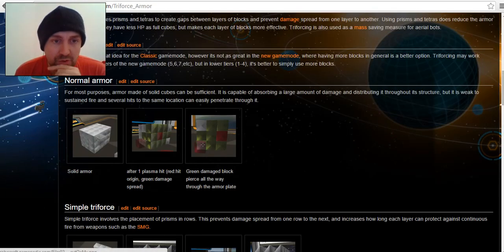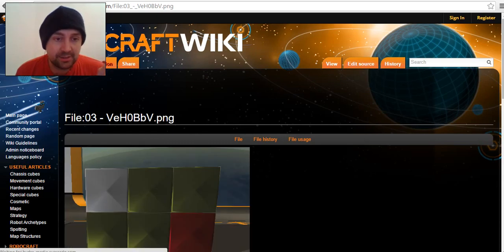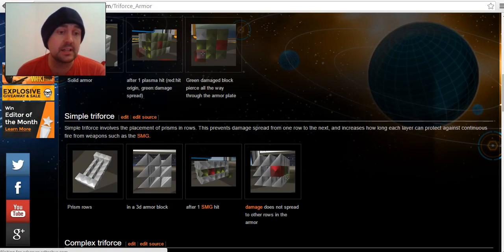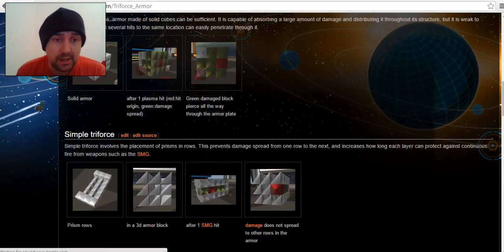Oh no, wait. Green damage block pierced all the way through the armor plate. Ah, right, okay, so this picture shows that the plasma hits the front, but it penetrates three deep. Okay, fine. I understand that. That's understandable that the plasma will distribute through the armor of solid blocks.